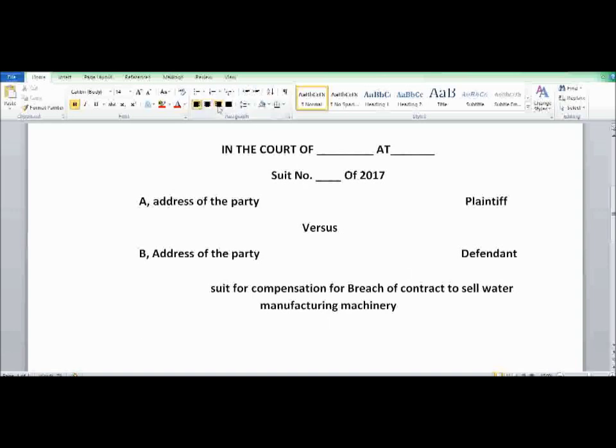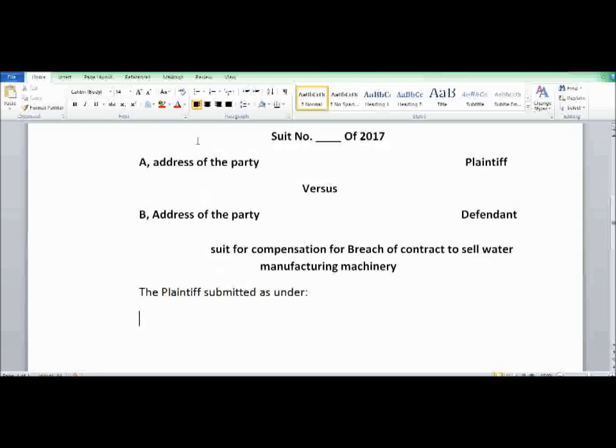Now from the next line we have to write the grounds on which the plaintiff has based his case. So I will deselect the boldness. Now I will write the grounds. First of all, you have to write the plaintiff submitted as under. Now you will have to write the grounds one by one. Select the numbering here, that would be the first point.